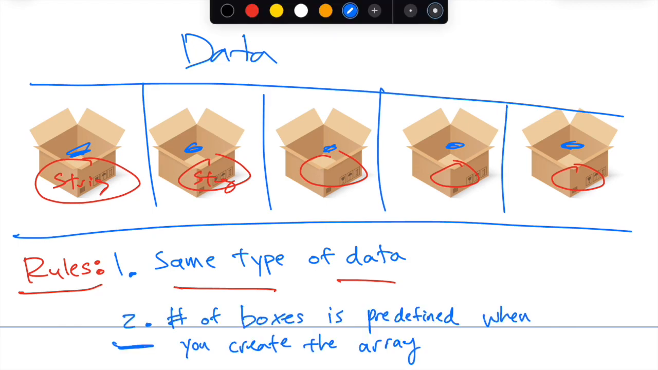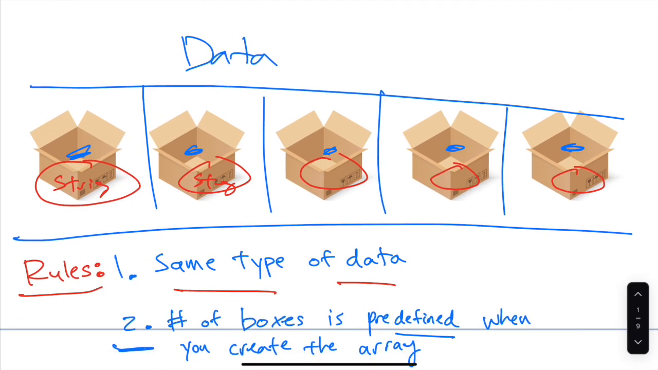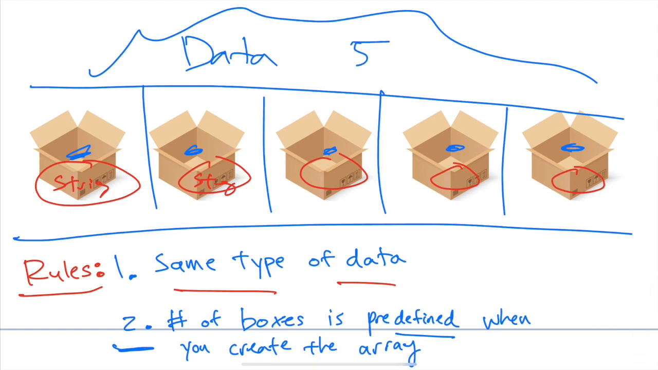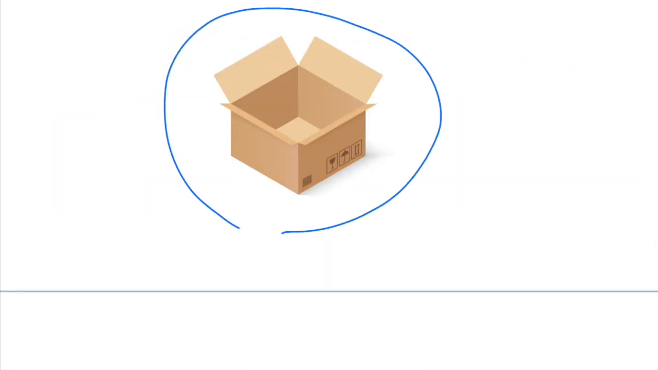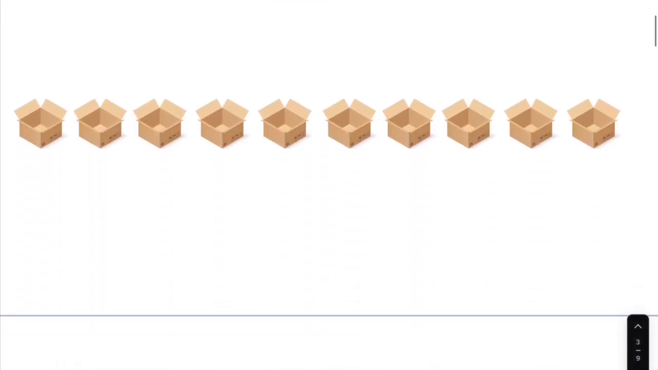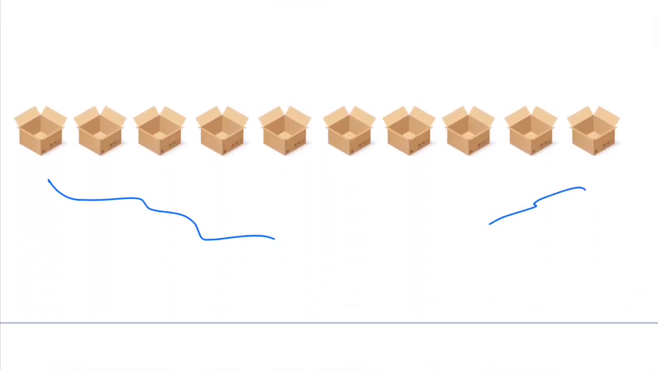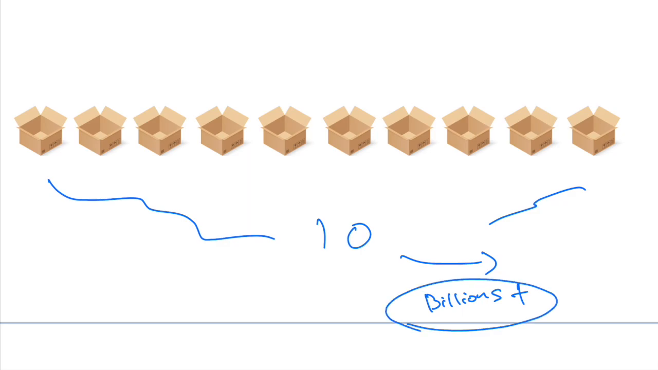The other rule is that the number of boxes is predefined when you create the array. What does that mean? You can see I have 5 boxes defined here. Because I've created an array of size 5, the array can't be smaller or bigger than that inside your program. Once you declare it of size 5, it is size 5 forever. I could declare an array of size 1 if I wanted, or of size 10 or more. You have to look at your programming language to see how big you can make an array, but I believe it's in the billions.